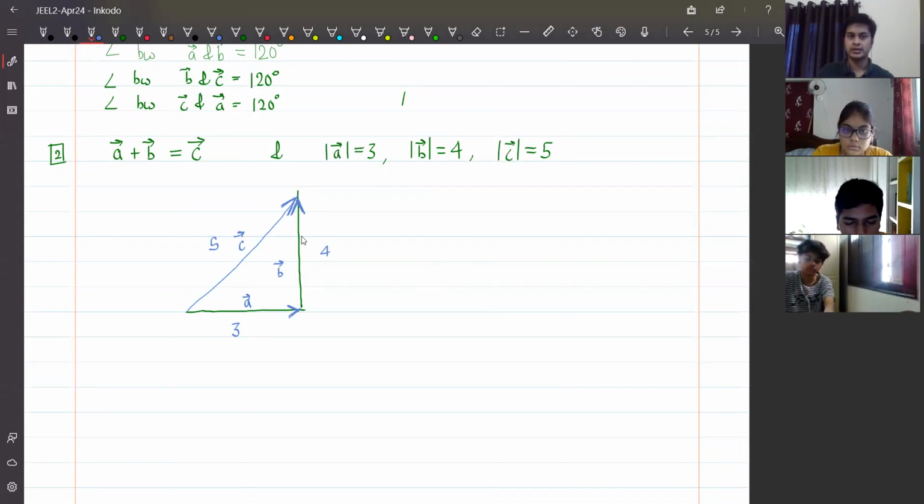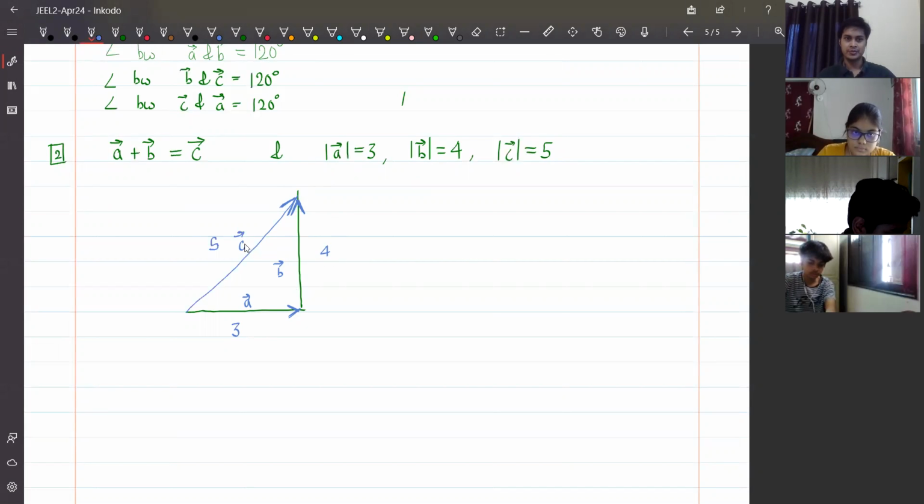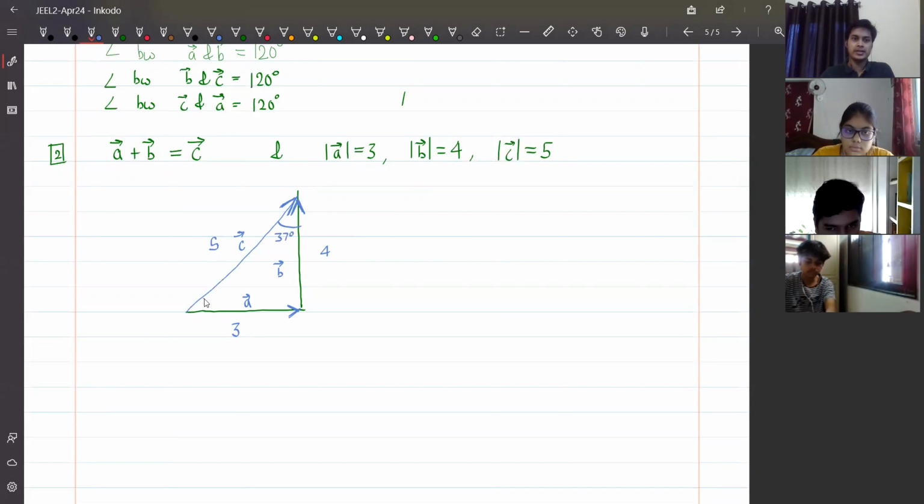How many of you have got the diagram correct? Okay, I'm guessing there were small mistakes. So A vector is 3, B vector is 4, C vector is 5. Opposite to 3, this angle is 37. Opposite to 4, this angle is 53. So can you tell me the angle between A vector and B vector? Find it out.